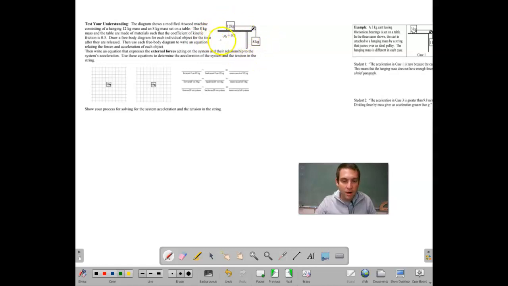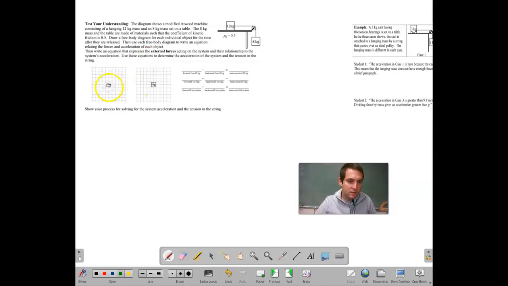What we're looking at is a modified Atwood machine. We have a 12 kilogram mass on a surface. That's why it's modified. Normal Atwood machines have just 2 masses or 3 masses and 1 pulley. This, we have 2 masses, pulley, and a table. So that table is going to introduce friction, which tells us there's a kinetic friction of 0.5. Draw a free body diagram for the time each object is released. So let's go ahead and get to it.